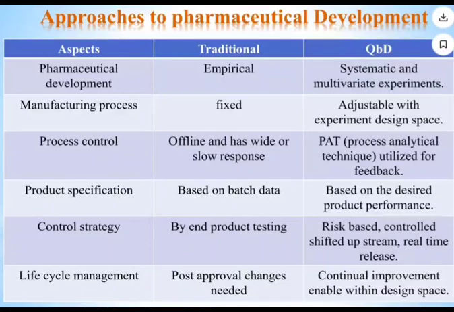Fourth, the product specification. Quality by design sets specification based on the desired product performance. This ensures the product works exactly as it is intended to. Fifth, control strategy. In quality by design, the strategy is risk based and controls apply throughout the process. Sixth, life cycle management. Quality by design supports continual improvement within the design space. So overall, quality by design offers a more scientific, flexible, and reliable approach compared to the traditional methods. It improves quality, reduces risk, and supports continuous improvement.